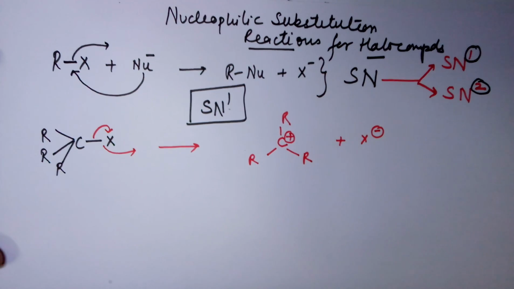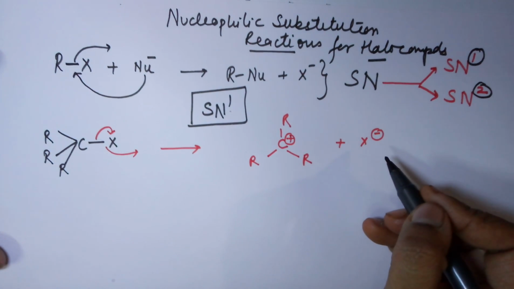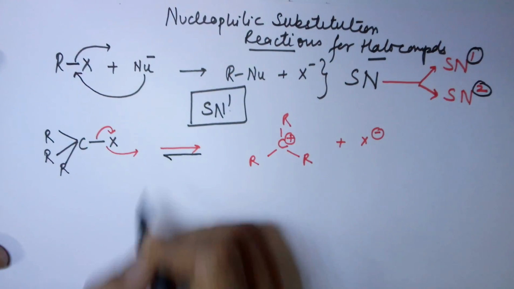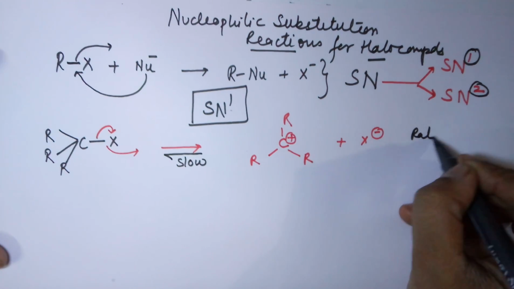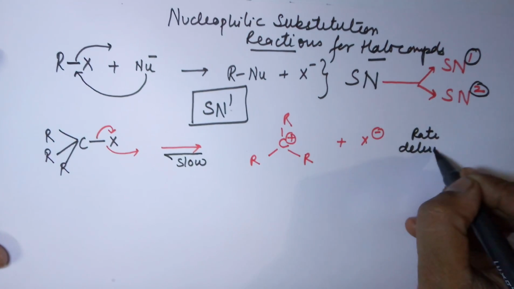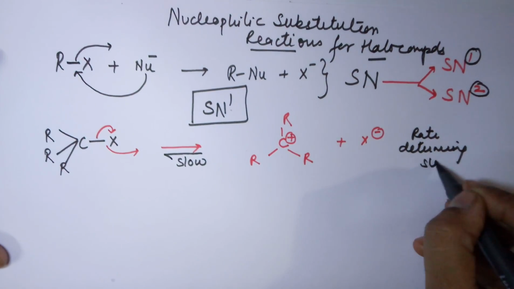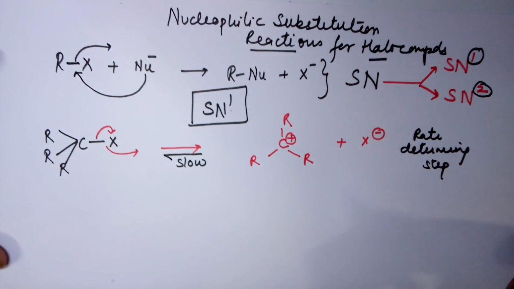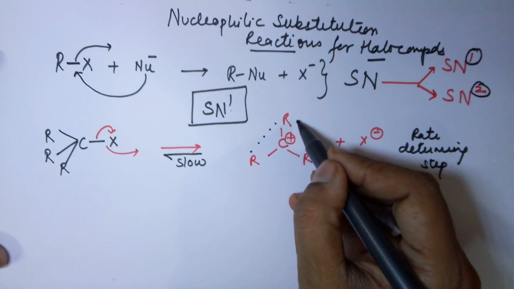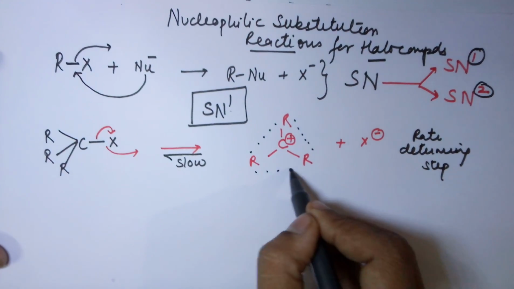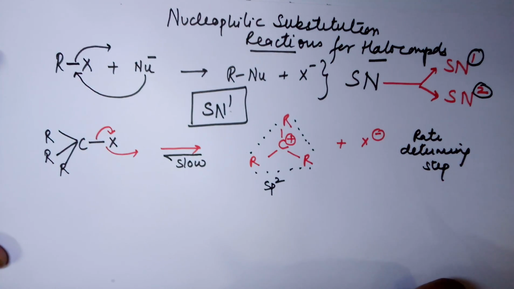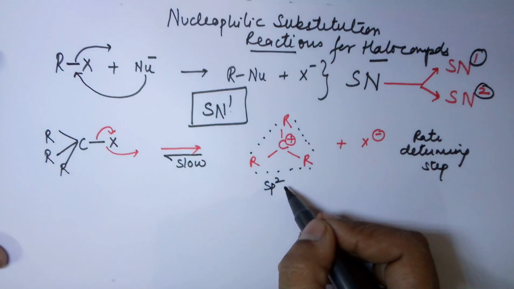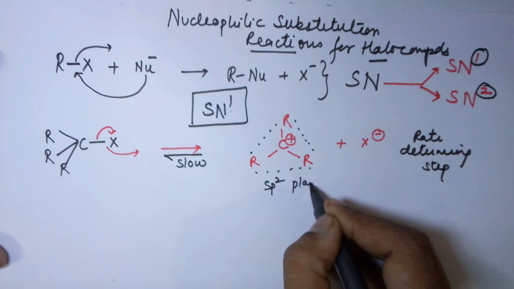This situation where the bond is breaking is not easy. This is a slow step. That is why we put a reversible arrow. This becomes a slow step. A slow step is always the rate determining step. Your speed of the reaction depends on this particular step. The product formed is a carbocation. The carbocation is sp2 because it has got only 3 bonds. Also, it has a planar geometry.